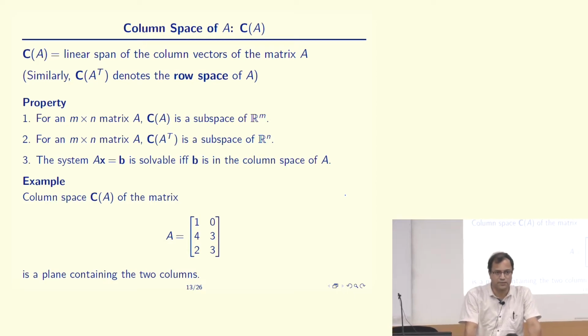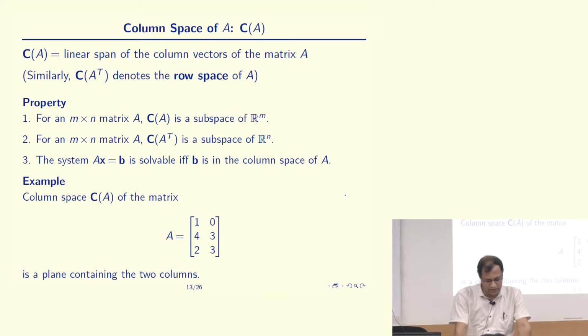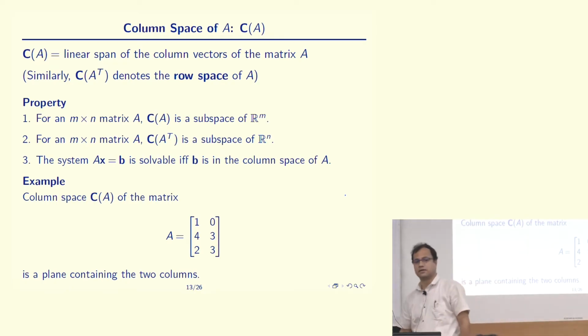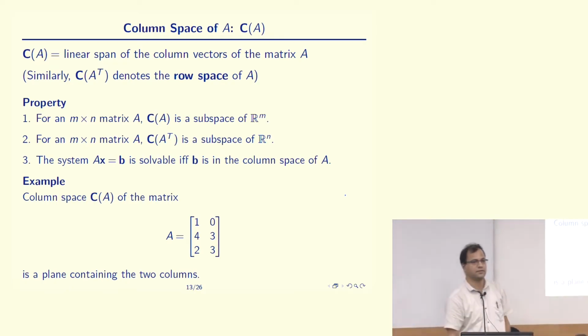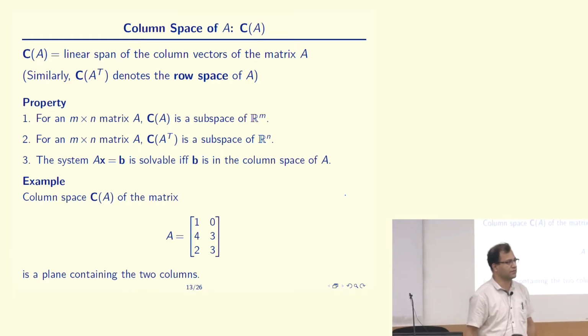So the third property is very important. We are already giving one condition. The system Ax = b is solvable if and only if b is in the column space of A. That is, we are saying that this is consistent, right? The system is consistent if b is in the column space of A.